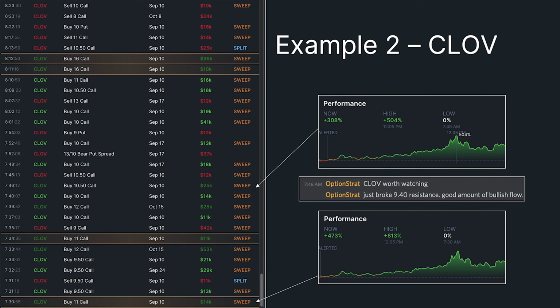Moving on to another example, CLOV was a really popular stock for the past week. It had a ton of bullish flow in the morning of this particular day. It was actually one of the first symbols I looked into that day, and I wrote about it on our Discord when it broke the 9.40 resistance level.